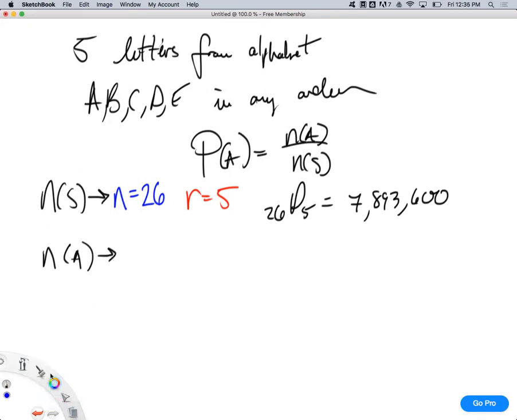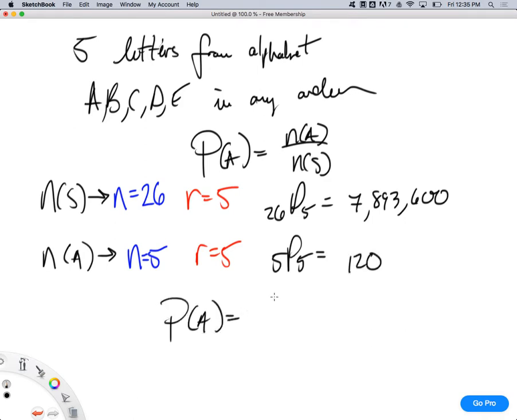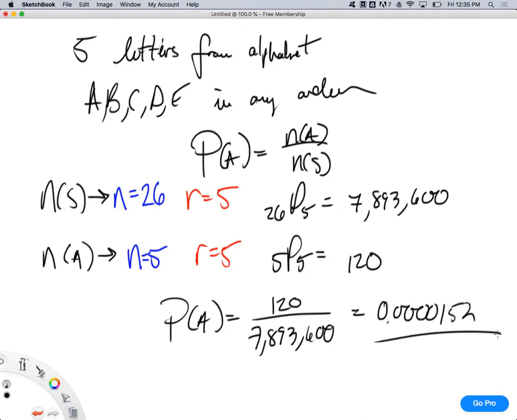Then N(A) is what I'm interested in. So which letters am I interested in? A, B, C, D, and E. So n is 5. Good. You guys see the pattern here? It's just the same kind of deal over and over. So 5P5 equals 120. Probability of A occurring equals 120 over 7,893,600, which is 0.0000152. Done. All right. Good. Let's move on to the next question.